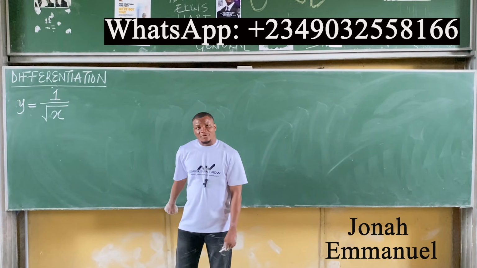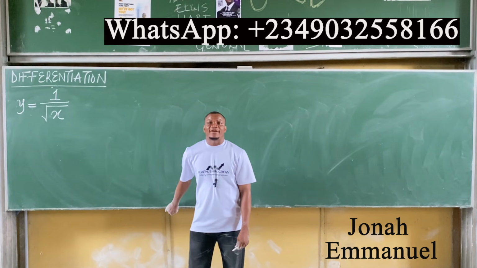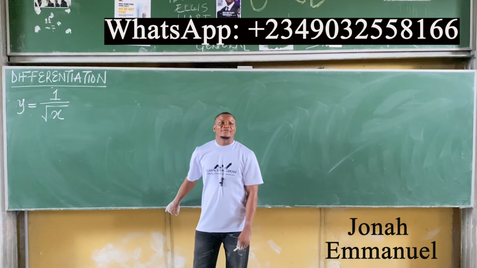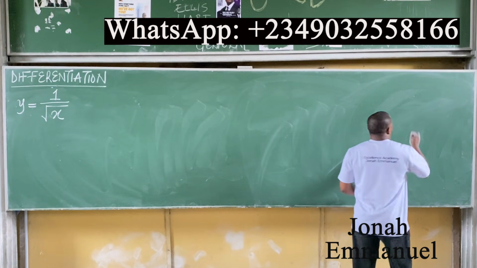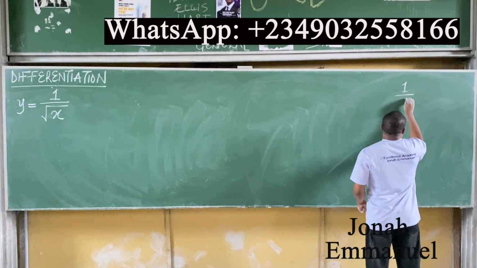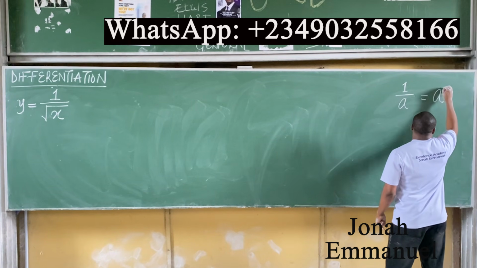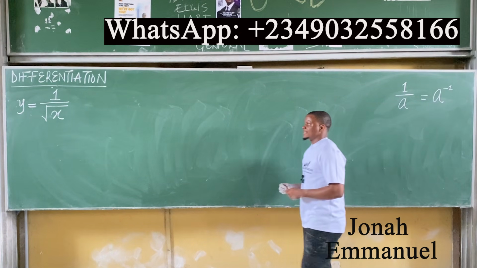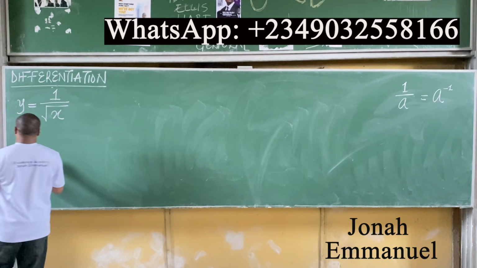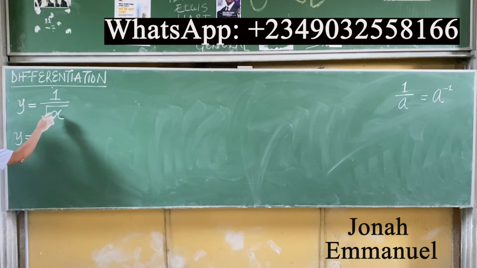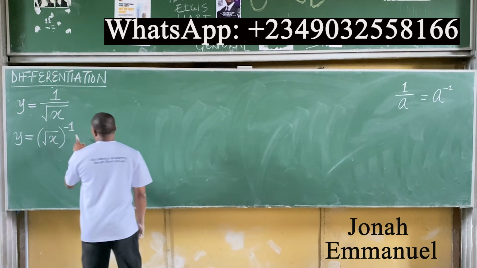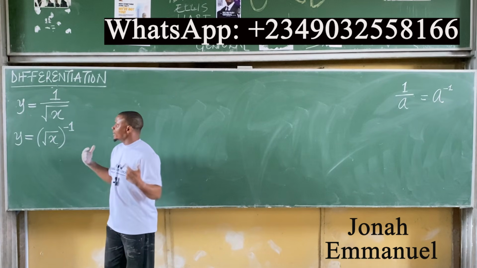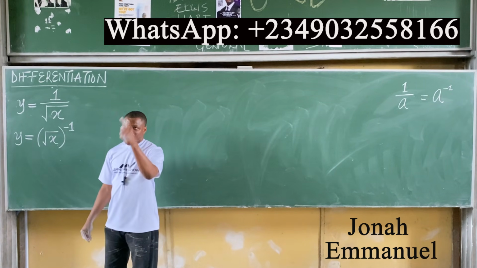Your first task is that if you look at the question here, it is given to you in terms of fraction. You want to convert it from fraction to index form. And how do you do that? I know fully well that if I have 1 all over a, this becomes a to the power minus 1. In essence, this will be the same thing as saying y is equal to root x in bracket to the power minus 1. Please, it is the minus 1 concept that eliminates the 1 over and makes it a fraction. That's your first task.